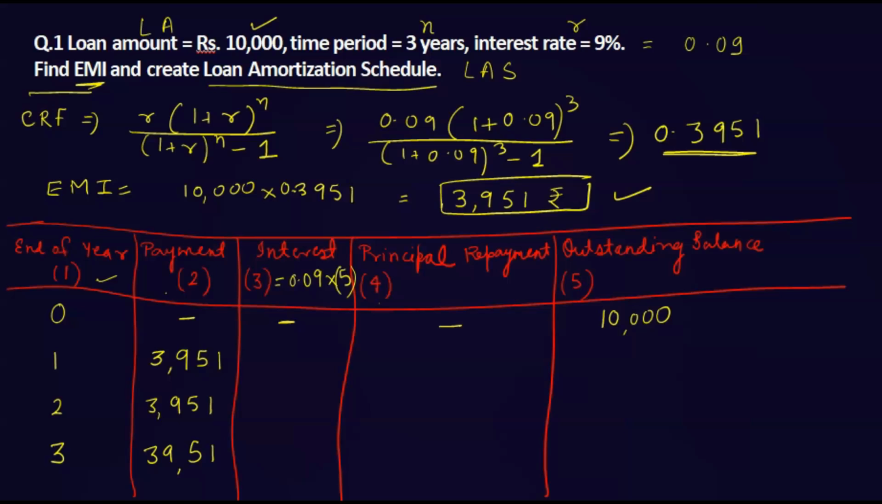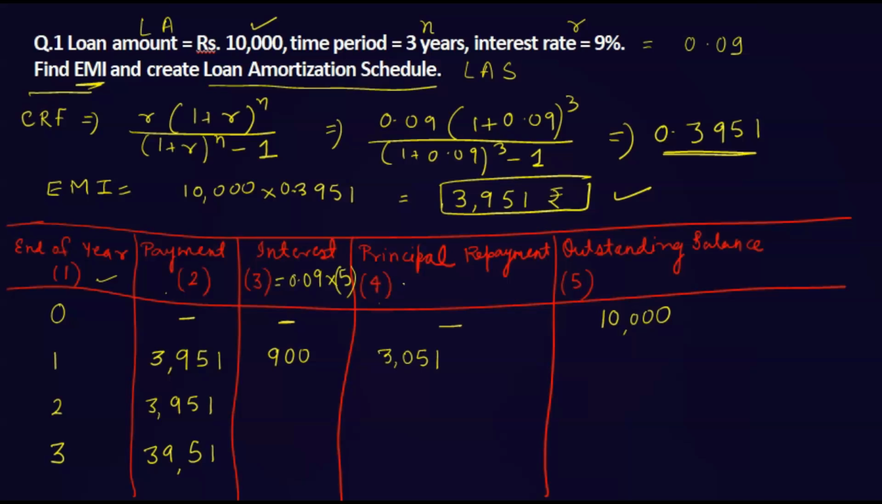So 10,000 was the outstanding balance. So we multiply 10,000 by 0.09, we'll get 900. So out of 3,951, 900 is the interest and remaining 3,051 is the principal. 3,951 has to be paid equally at the end of each year. We need to pay this 3,951 only. So out of this 3,951, 900 is the interest and 3,051 is the principal.